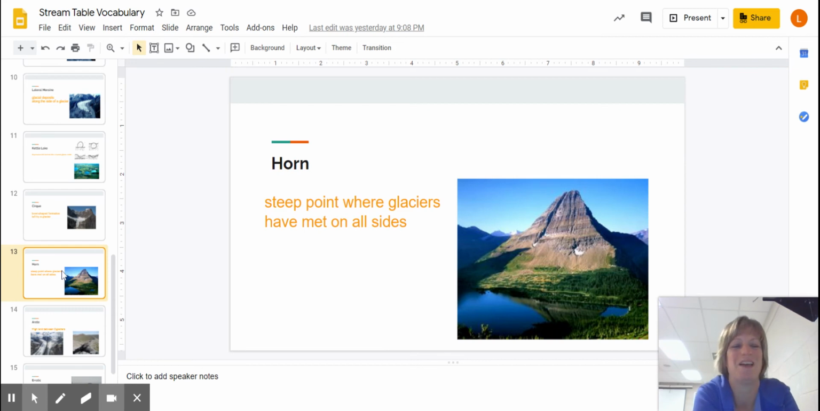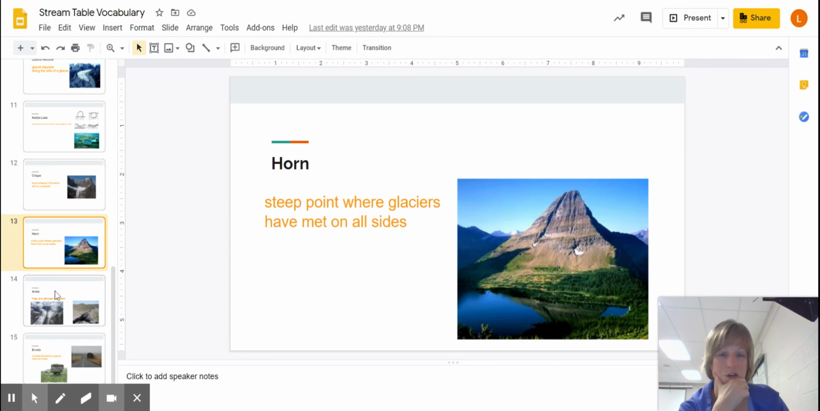This one is much easier to pronounce. This one is a horn, and this is a beautiful picture, I think. But here's the story. Multiple glaciers have met on all sides of this horn. And the reason the horn is so pointy is the glacier has literally stripped away all the sides of the mountain, just leaving this little bit of mountain left to create a horn.